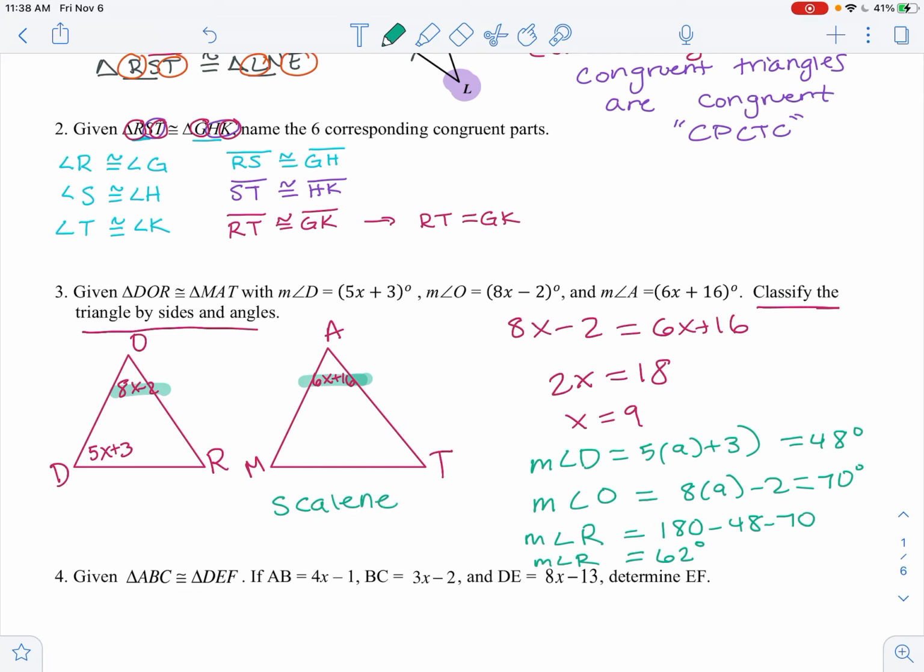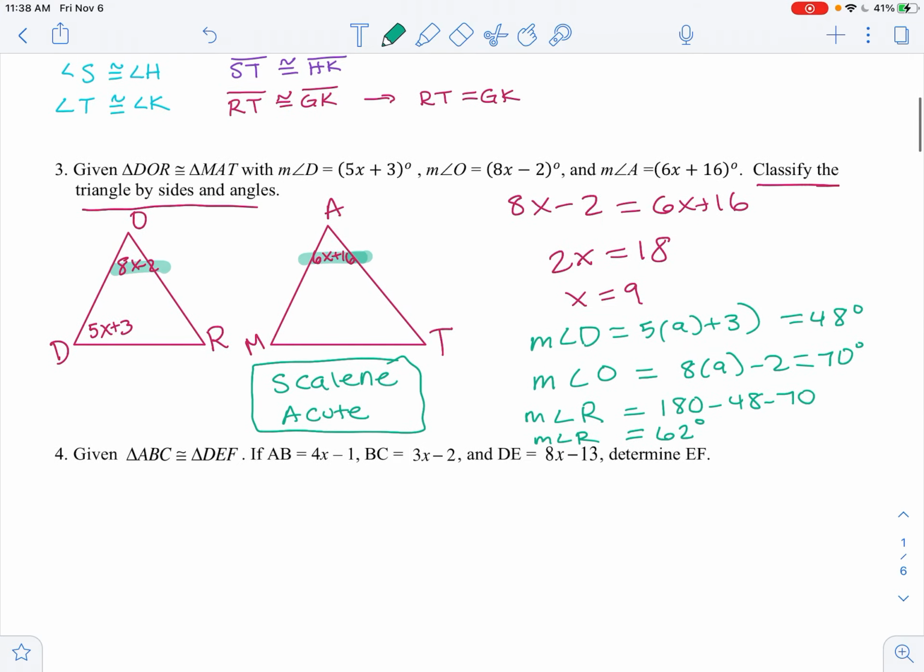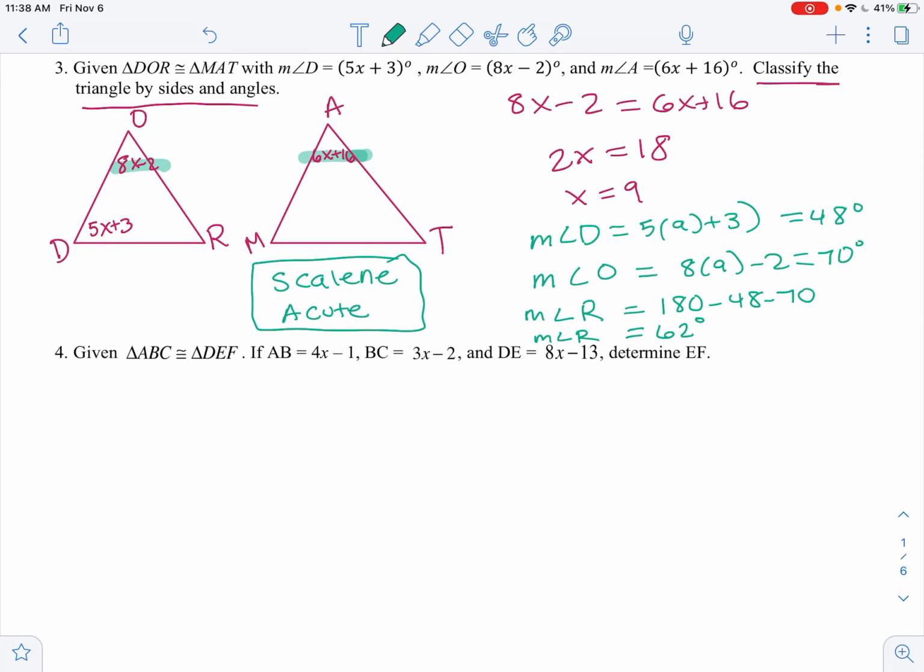No congruent sides. And if I look at all of these angles, all three of these angles are acute angles, and none of them are congruent again. So that means this triangle is an acute triangle because all three angles are acute. So that is a scalene acute triangle. Both triangles are congruent, so they look the same. They're the same size, the same shape, and they're both going to be scalene acute triangles.